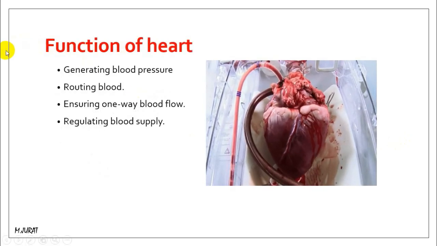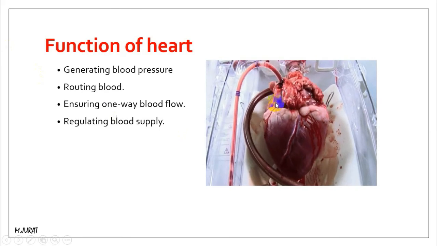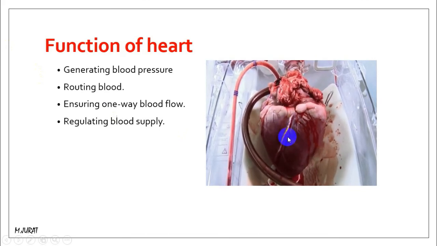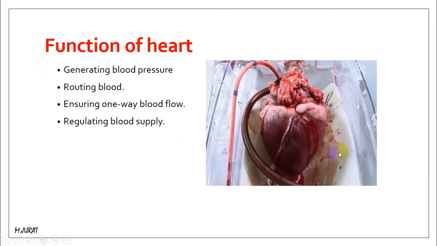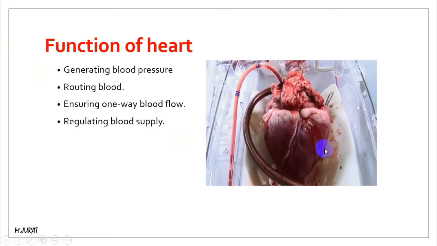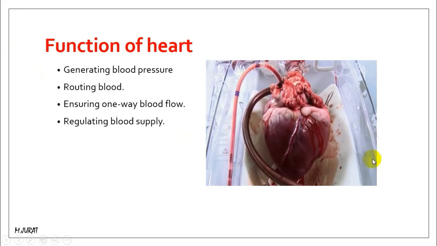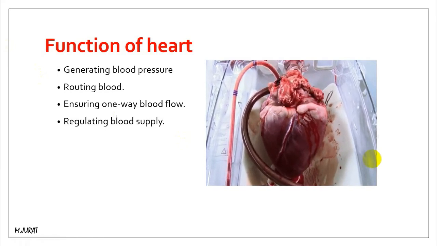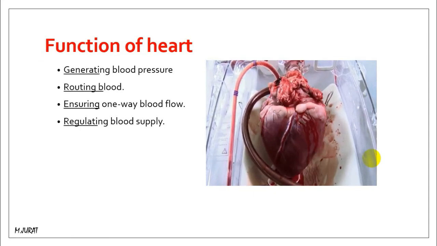And about the function of the heart, we can say generating blood pressure. It means the heart is pumping blood with high pressure, so it can generate the blood pressure, routing the blood, ensuring one-way blood flow. With the help of the valves, it can ensure that blood is flowing in one direction, regulating the movement of blood all over the body.